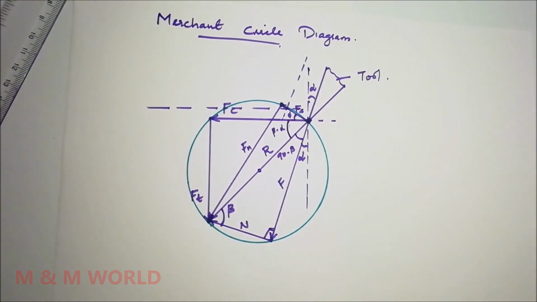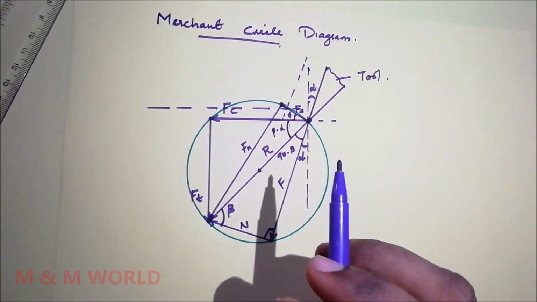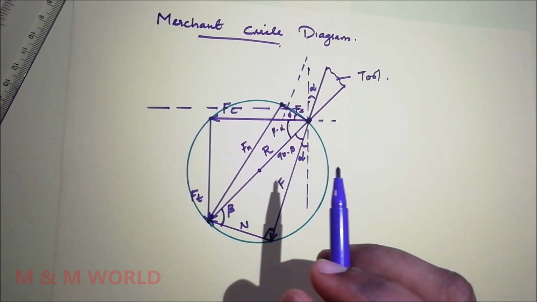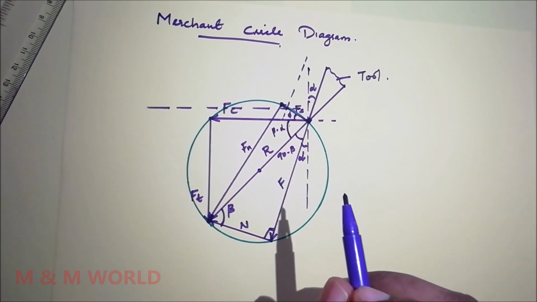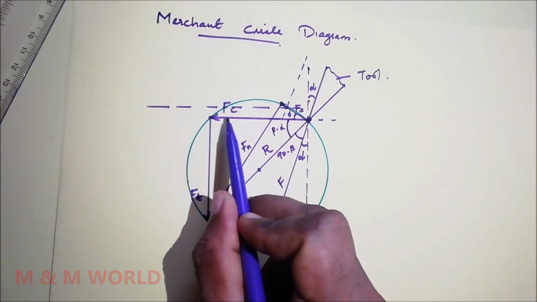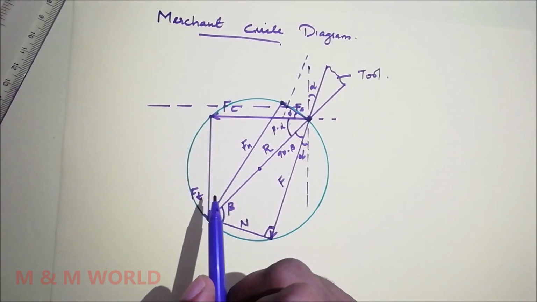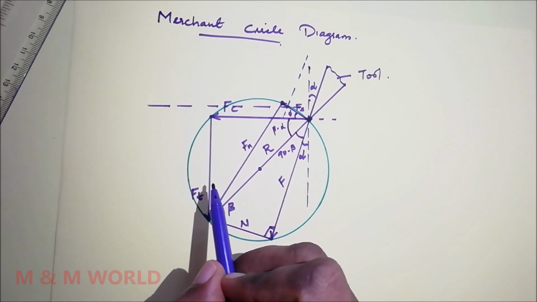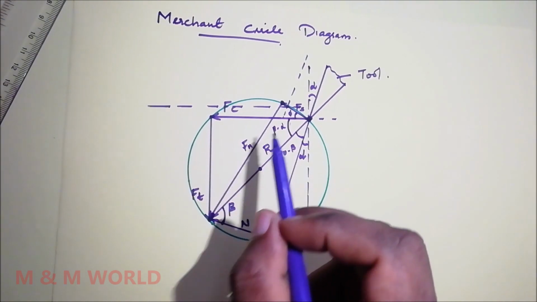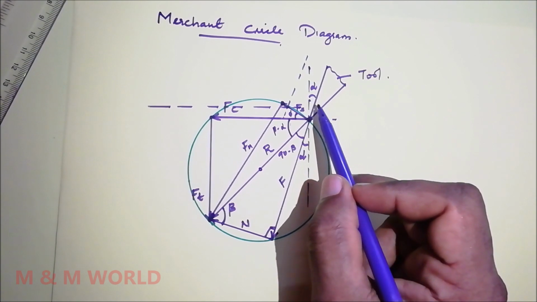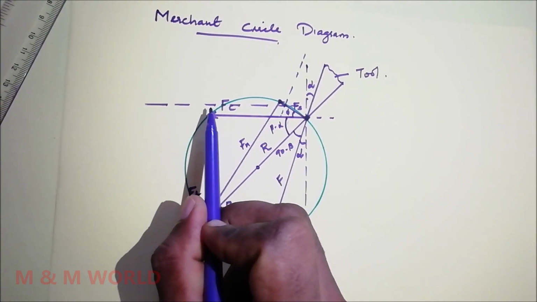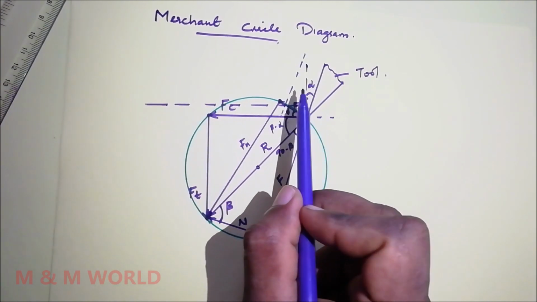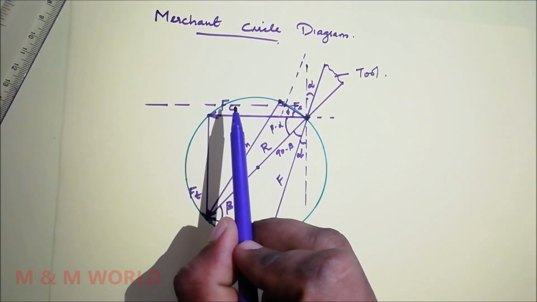I will explain it once again. If you want to draw a merchant circle diagram, mainly 5 data are required. The first one is Fc, cutting force. Second one is Ft, that is the feed force. Third one is alpha, rake angle. Fourth one is chip thickness, uncut chip thickness and cut chip thickness, that is t and tc.